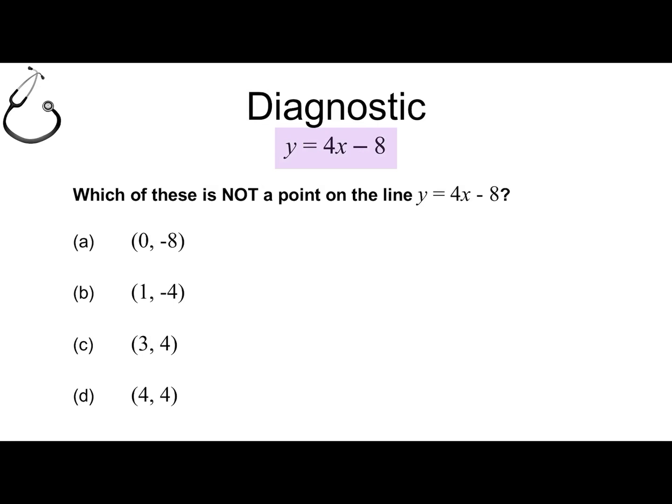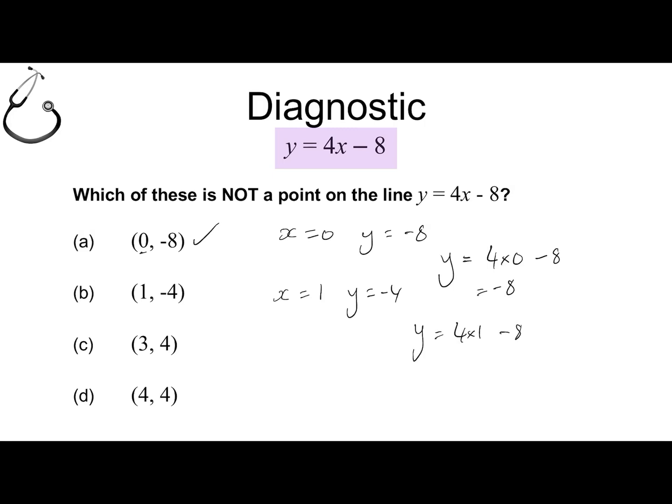Okay, which of these is not a point on the line y equals 4x minus 8? Have a go. Okay, this one here is saying if x is 0, y is minus 8. So y equals 4 times 0, take away 8, and that does equal negative 8. So that is on the line. What about if x equals 1, y equals minus 4? So y equals 4 times 1 minus 8 equals minus 4. So that is on the line.